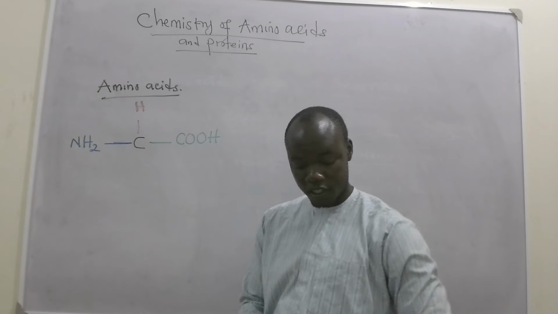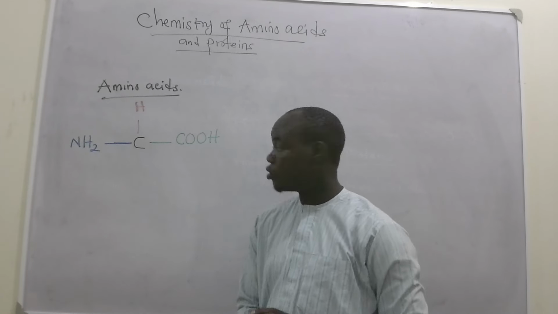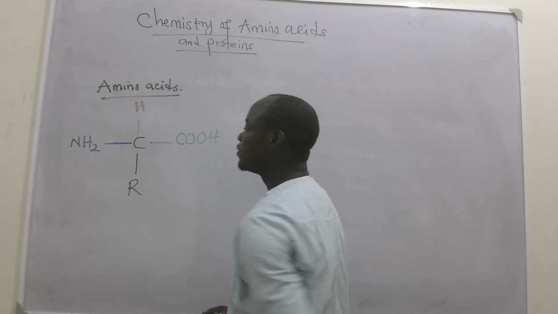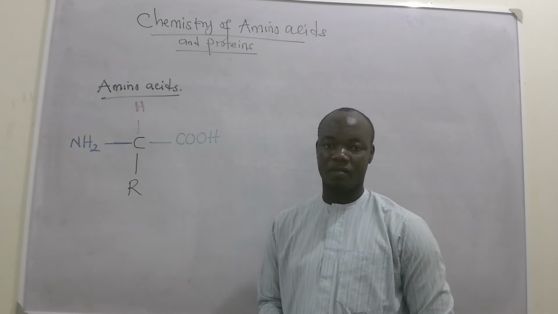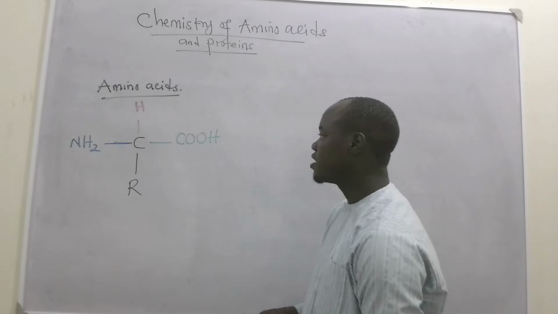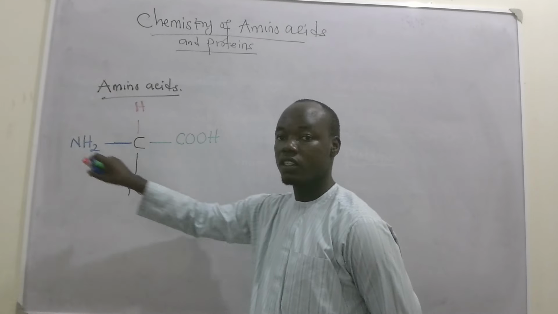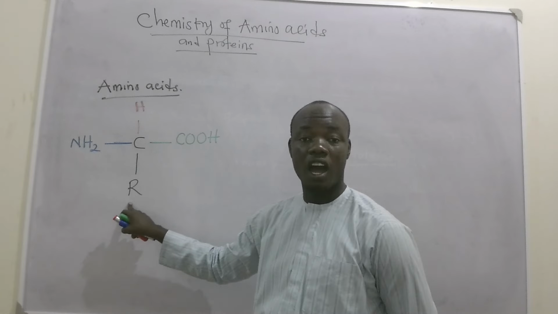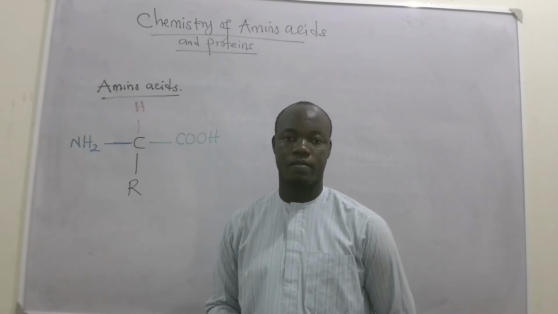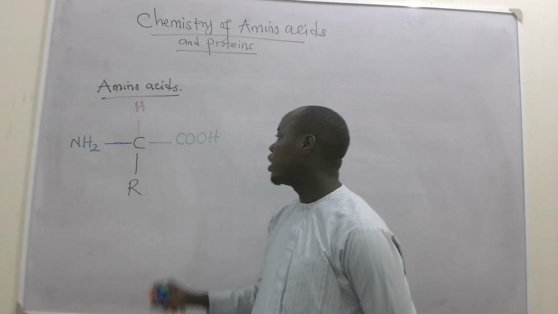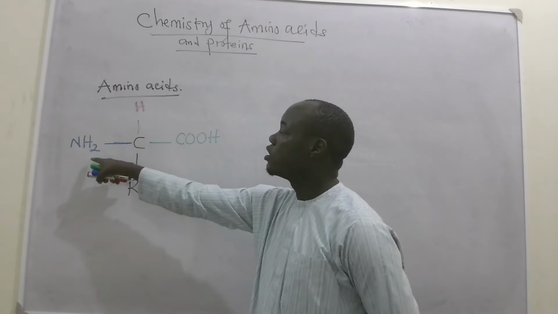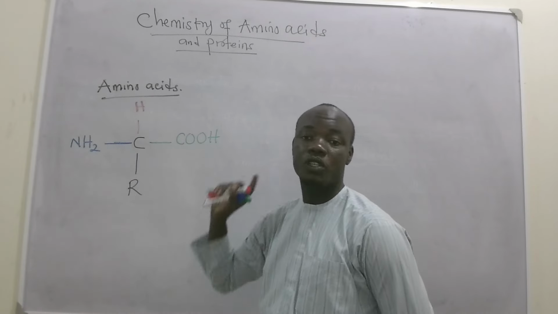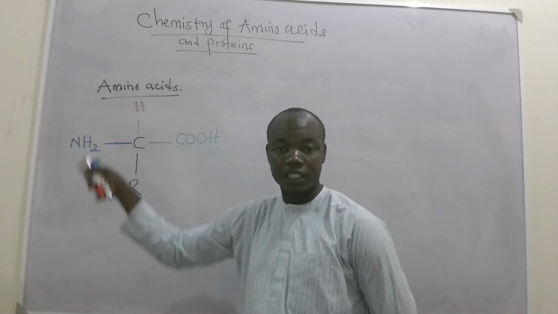The free hydrogen, and then finally it also has an R. So this is the nature of an amino acid. It has an amino group, free hydrogen, carboxylic group, and R side chain. So each and every amino acid has this. Any amino acid has this.